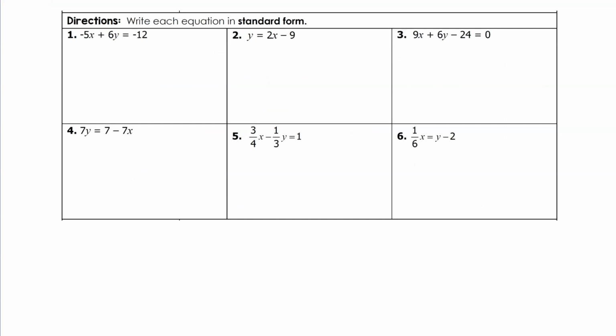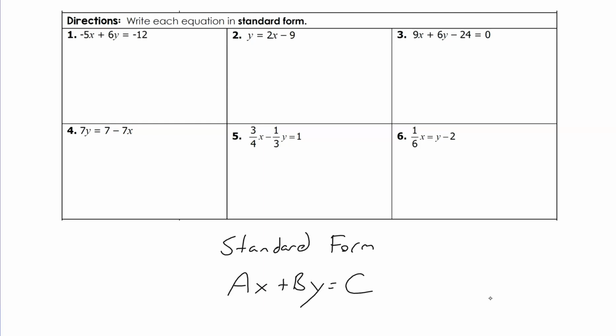All right, so we're going to write each equation in standard form. Now, you've got to remember that standard form is ax plus by equals c. Notice that a is positive, right? I want you to notice that that is probably the most important thing in standard form, that a is going to be positive. So I'm going to do the odd ones, and we're going to leave the even ones for classwork.